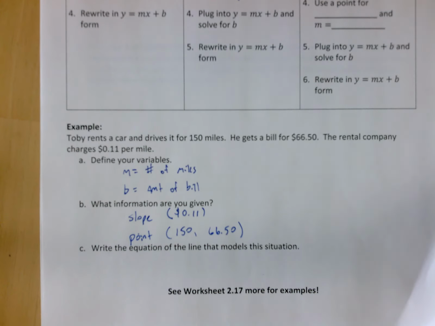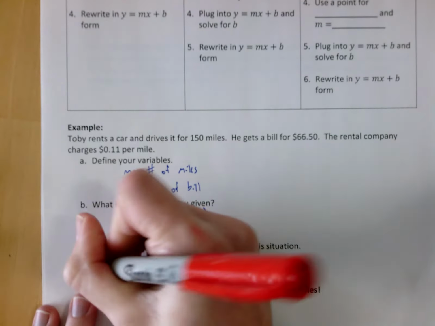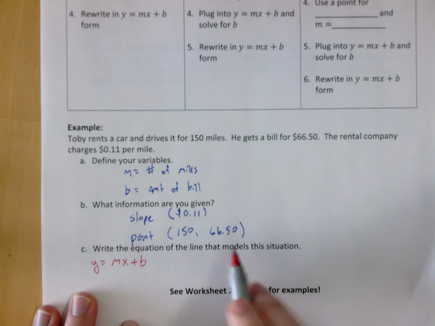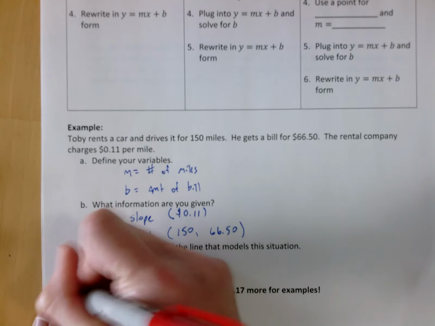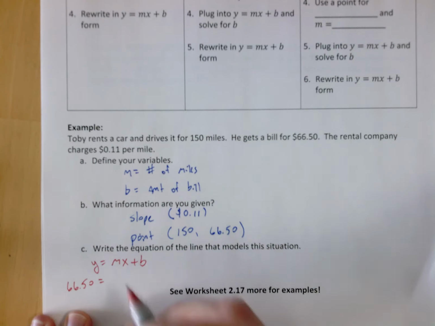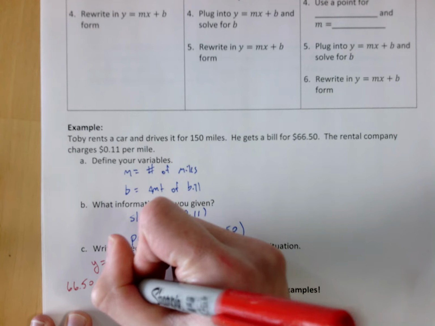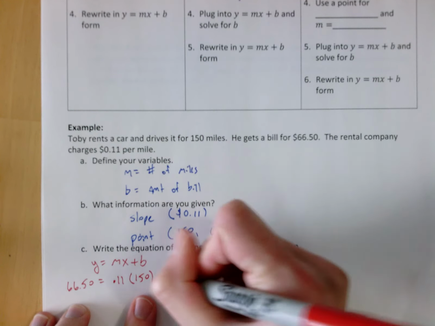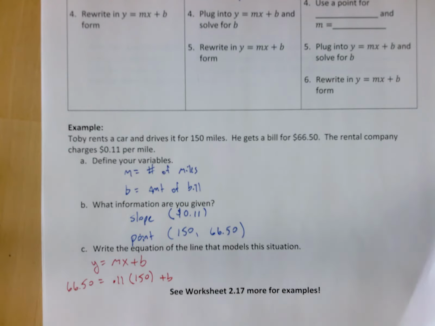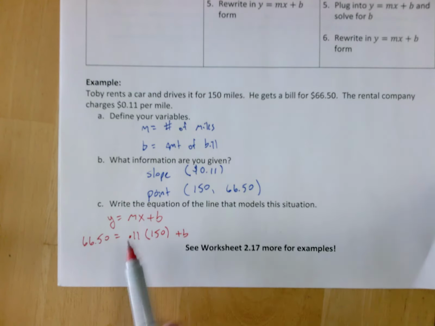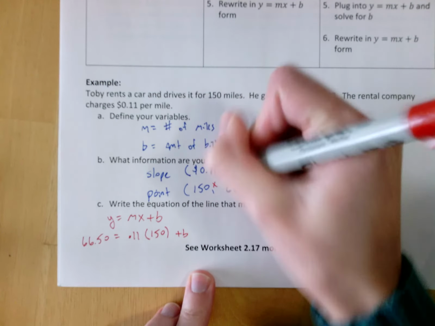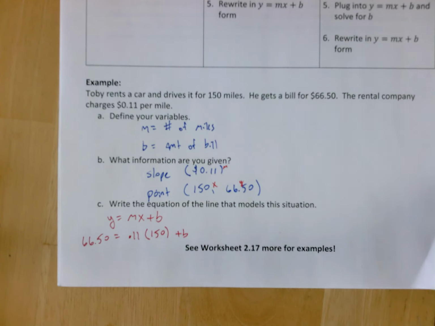Okay, so I'm going to plug this stuff in to my Y equals MX plus B. Okay, so Y, that's the 66.50, equals M, that's our slope, that's the 11 cents, times X, that's the 150 from my point, plus B. Okay, so you can take a look at that, right? And I just plugged in these two numbers. That was my X, that was my Y, this was my M. Okay, and now I'm just going to go ahead and calculate this.